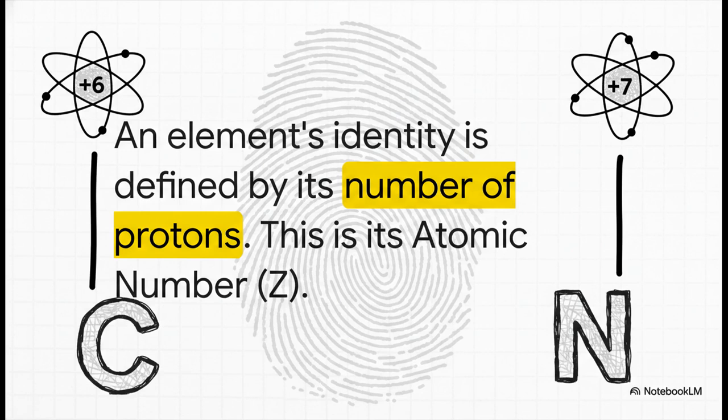And here it is. If you remember one thing from this explainer, make it this. An element's identity, its very essence, comes down to just one thing: how many protons it has. We call that its atomic number. If an atom has 6 protons, it is carbon, period. If it has 7, it's nitrogen. It's the unique fingerprint for every single element.